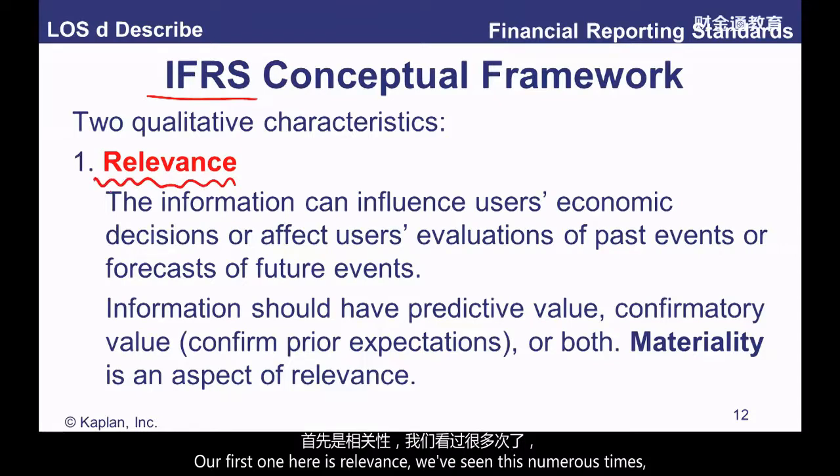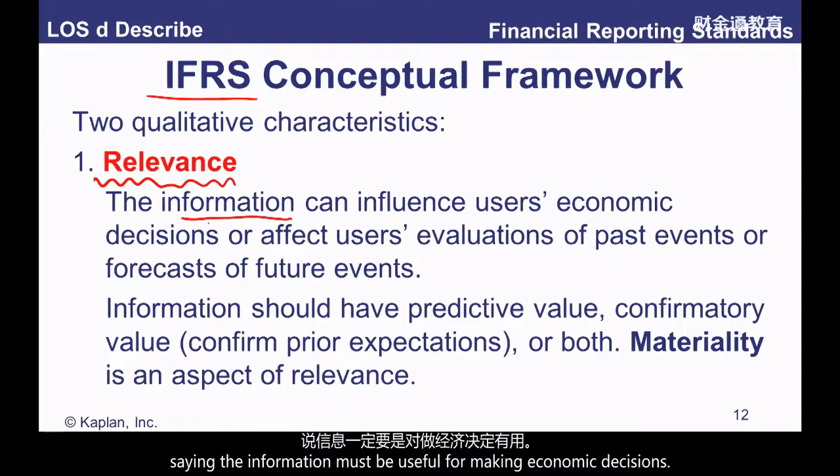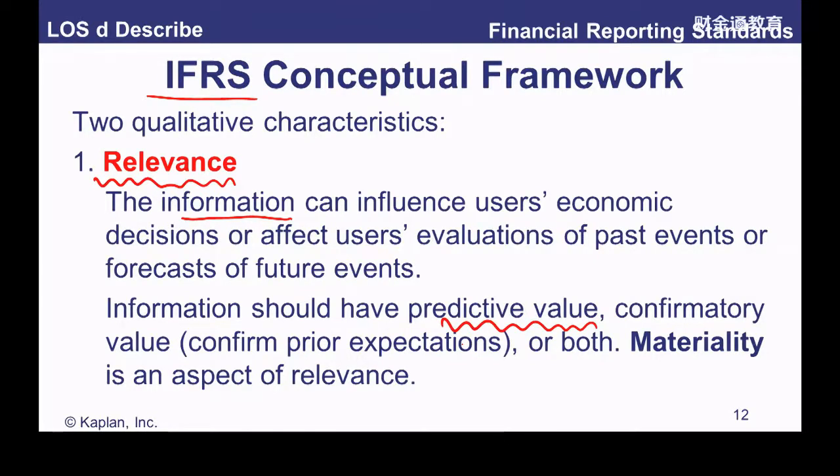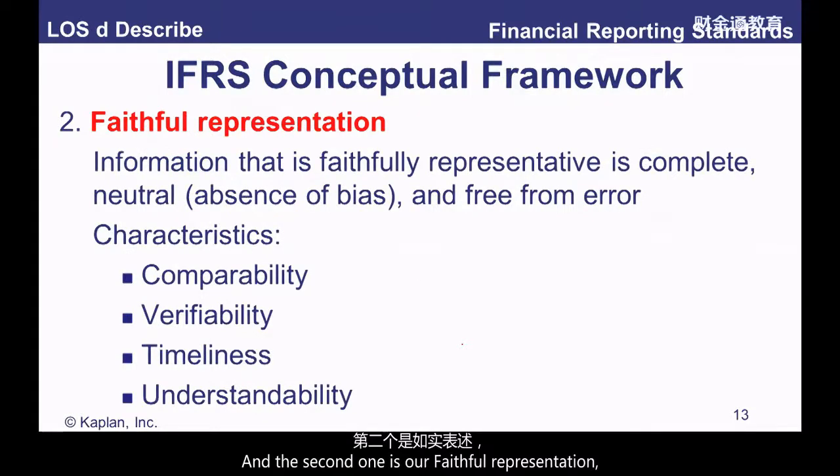Now, we've seen this numerous times. The relevance really is saying that the information must be useful for making economic decisions. Okay, so in other words, evaluating past performance, forecasting future performance, etc. It must have, therefore, predictive value or confirmatory value. So in other words, it should be used ex ante in terms of predicting the future, or ex post in terms of confirming the past. So our relevance. And the second one is our faithful representation.